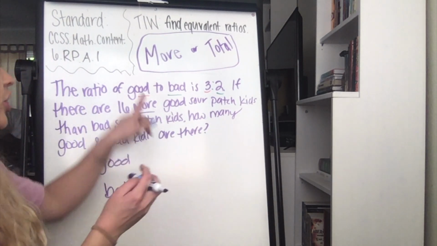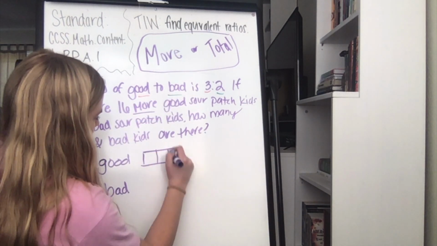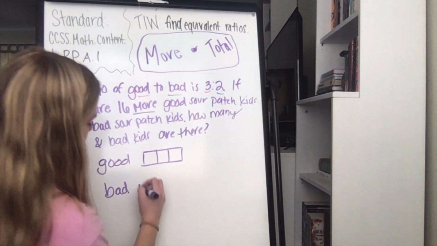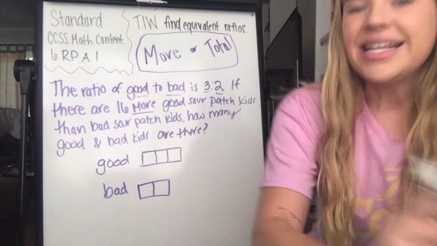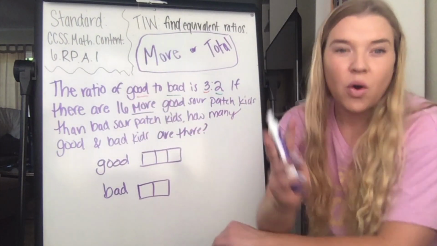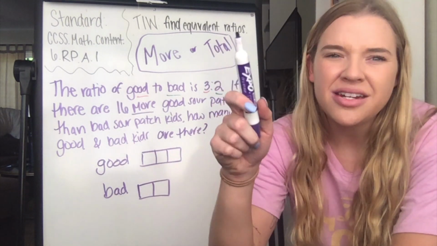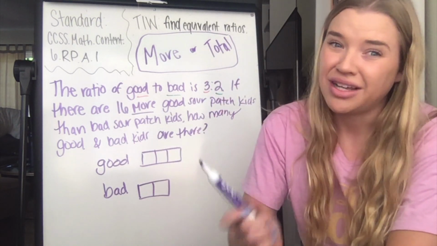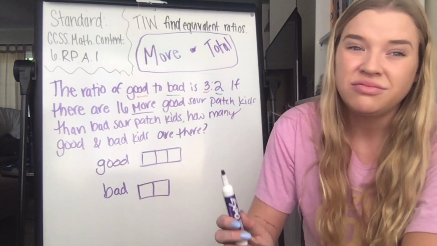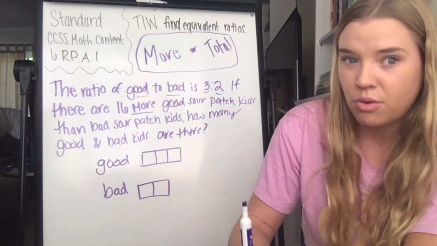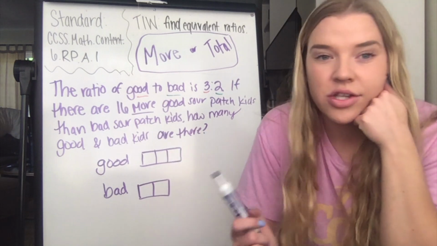So how many good Sour Patch Kids are there? 3. So I would draw 3 boxes. And how many bad Sour Patch Kids are there? There's 2 boxes. Okay? But I said that there are 16 more. Take a second and think about what that word means. Does that mean 16 good? No, I would have said good. Does that mean 16 bad? Nope. Does that mean 16 total? No, that's just saying 16 more. So I want to look at these boxes and I want to say, how many more boxes are there for good than there are for bad?